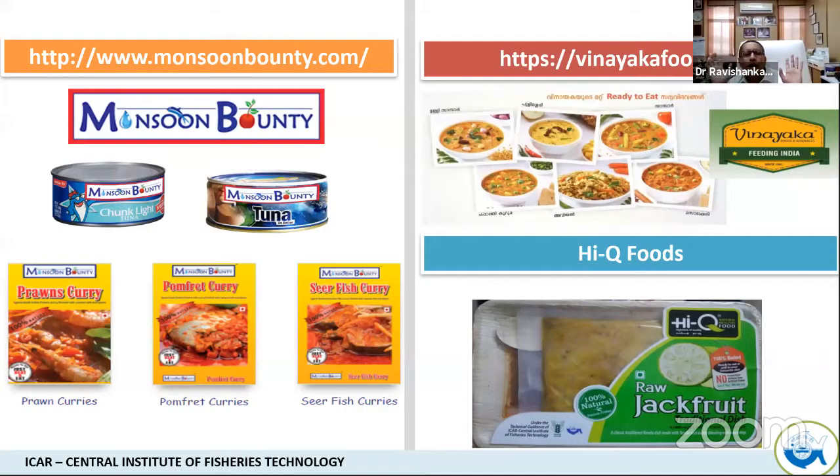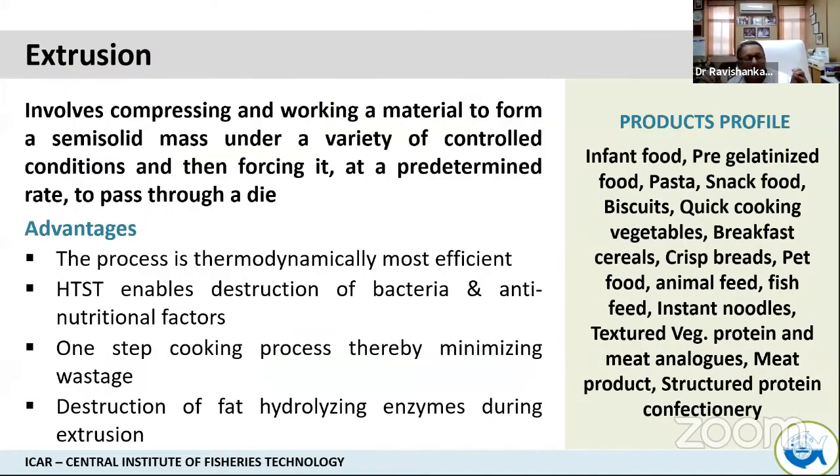Now, extrusion. This is another technology which has tremendous potential. We are only talking about kurkure, that sort of product. But you see the product profile on the right. You can do infant foods, pasta, snack food, biscuits, vegetables, breakfast cereals. So many products can be done. But why am I telling you about this technology? This is again a shelf-stable technology. It can be stored at ambient temperature.